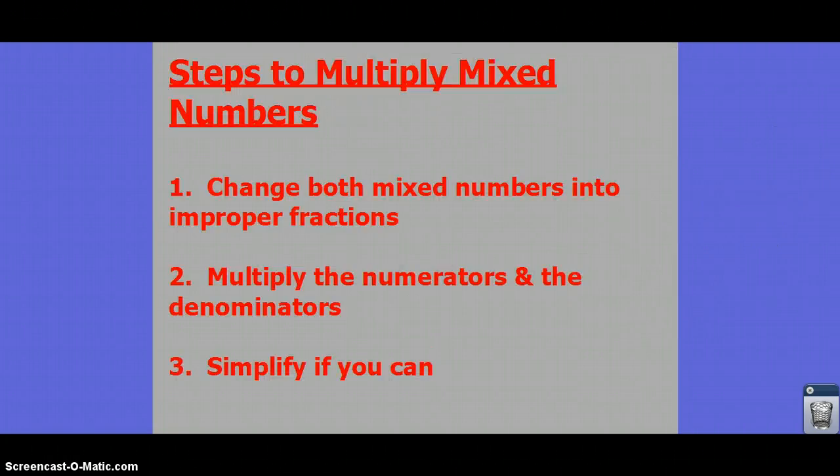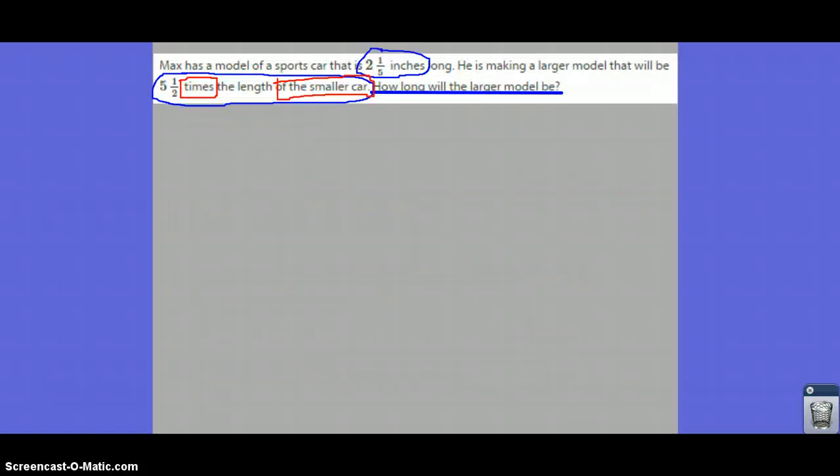Okay, and the last thing that you're going to see is you're going to have to multiply 2 or more mixed numbers. When you have to do that, make sure that you change both of your mixed numbers, or all three, depending on how many you've got, into improper fractions. Multiply the numerators straight across, multiply the denominators straight across, and then simplify again. So our last question of this video says that Max has a model of a sports car that is 2 1/5 inches long. He is making a larger model that will be 5.5 times the length of the smaller car. How long will the larger model be?